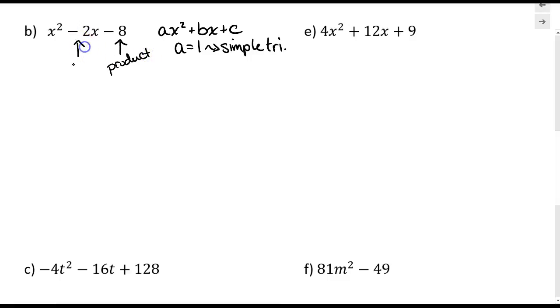This guy here is the sum. Now this only works for simple trinomials. Once we get to complex trinomials, things get a little bit messy. So I'm looking for two numbers that when they multiply together give me -8, and when they add together, they give me -2.